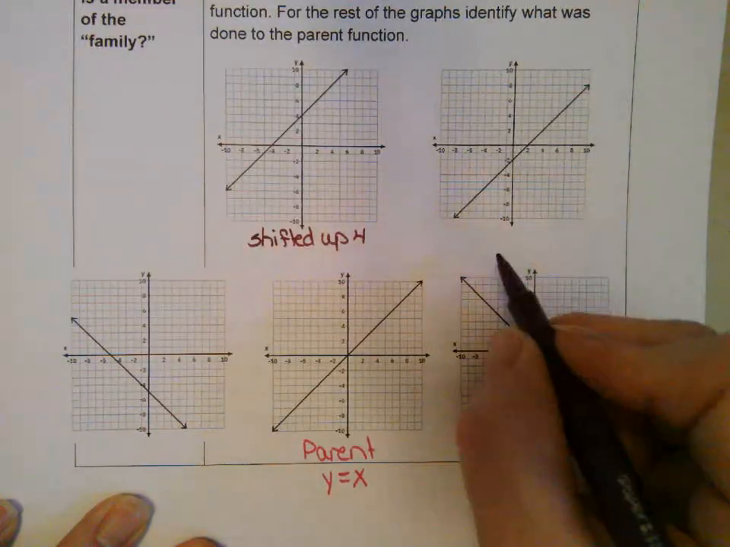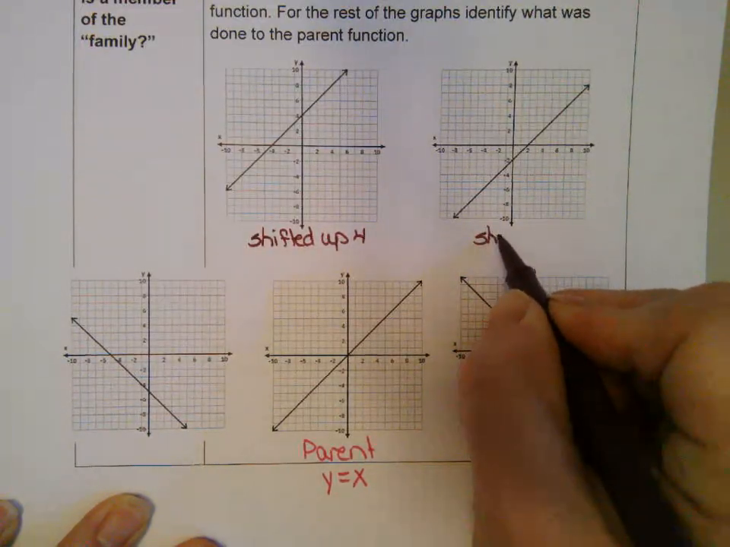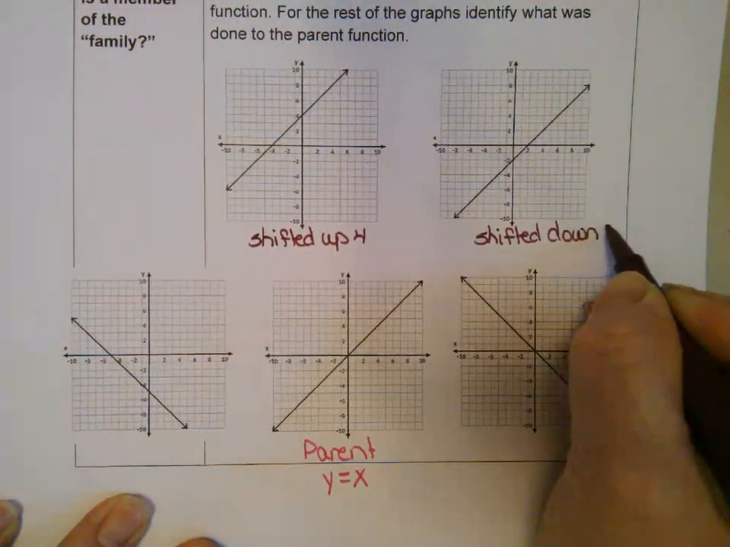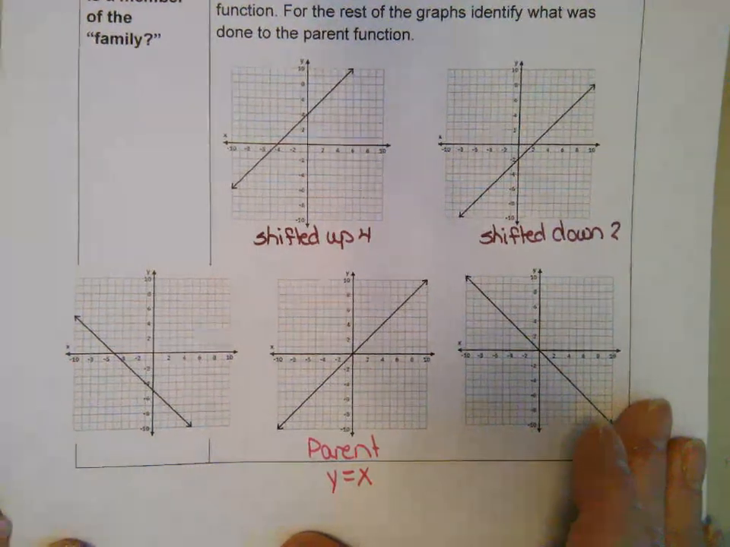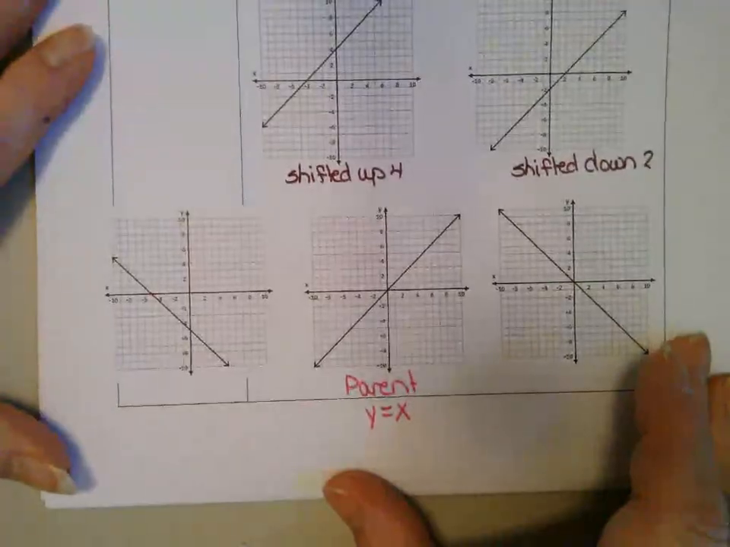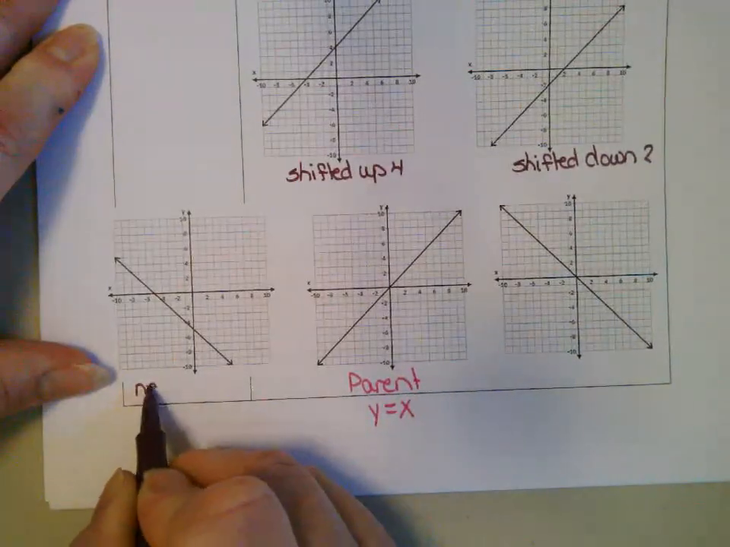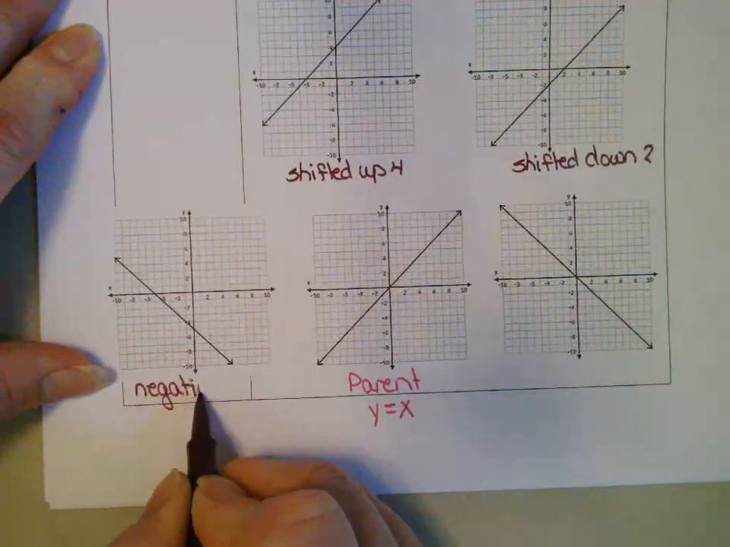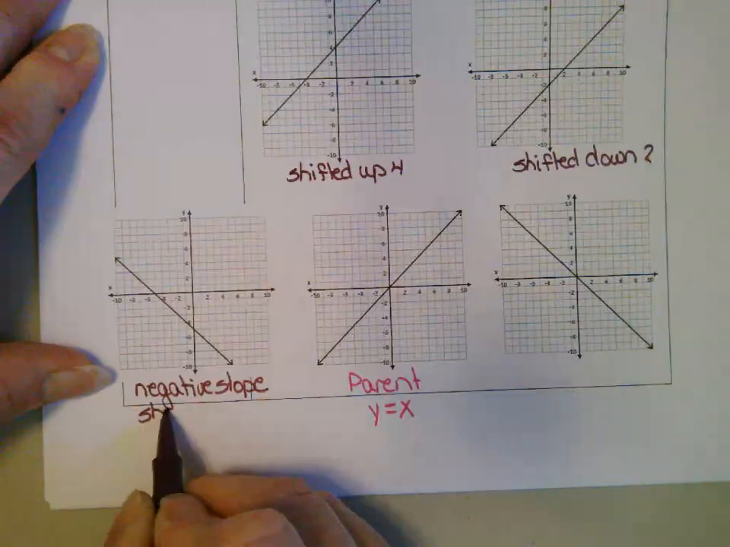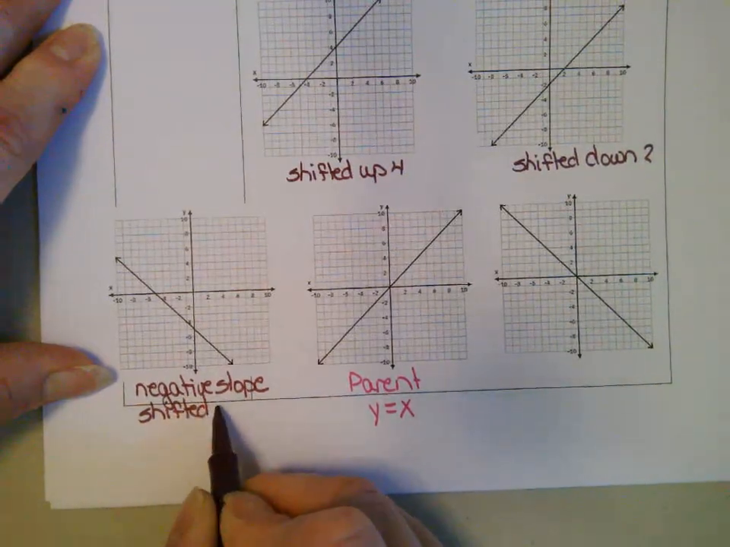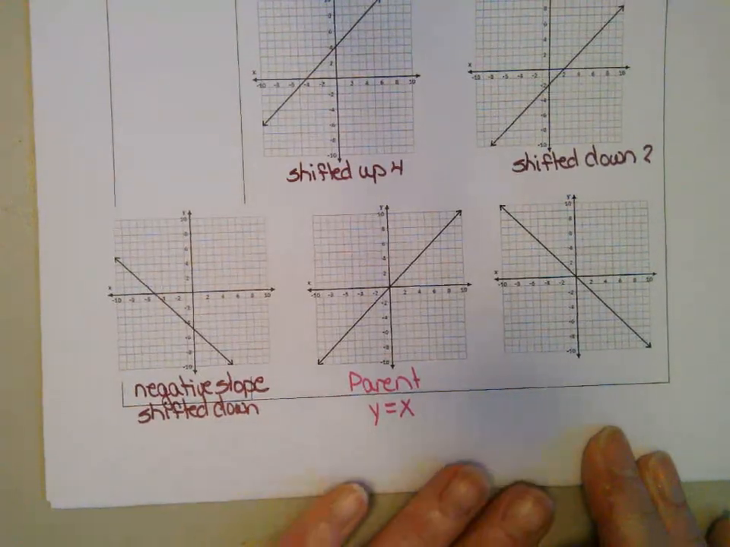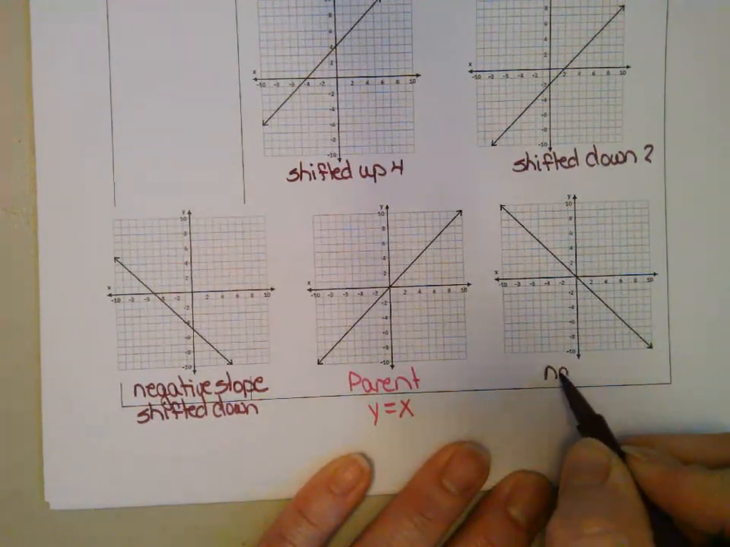For the next one, it looks like I shifted down. The next one has a negative slope. A negative slope. And I moved it down. And for the last one, it looks like I just made a negative slope.